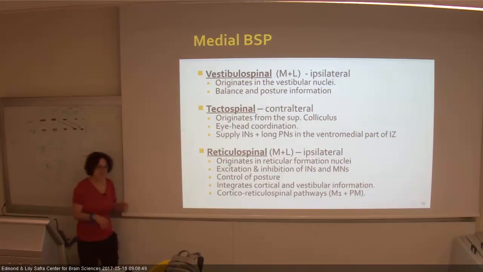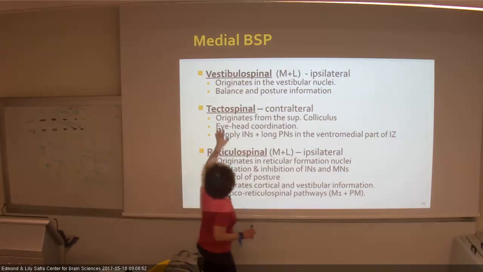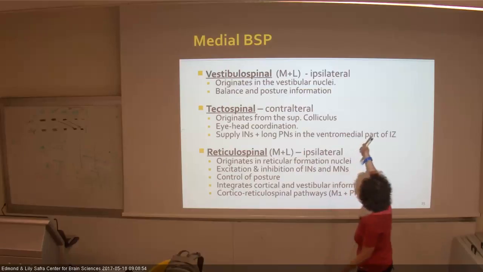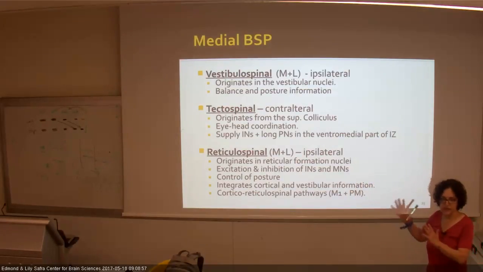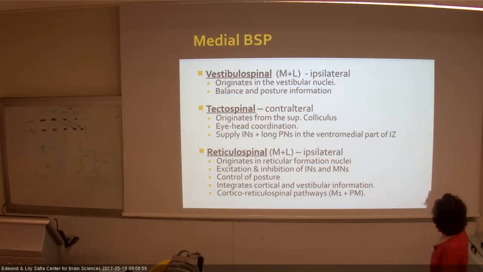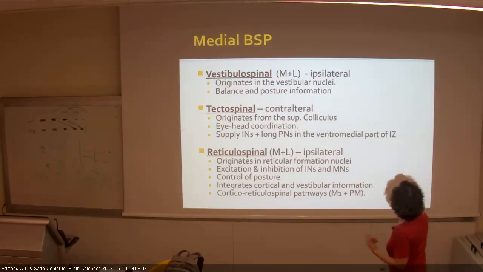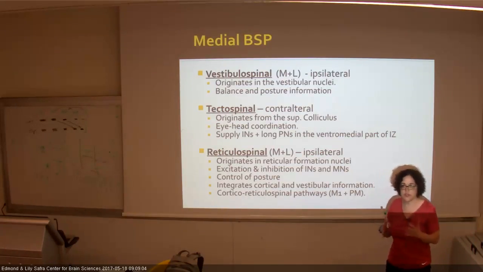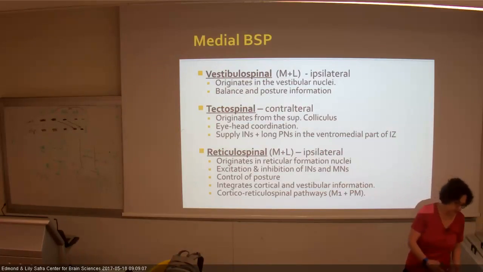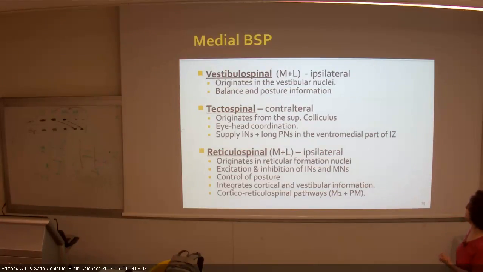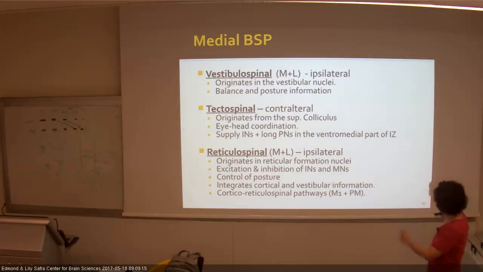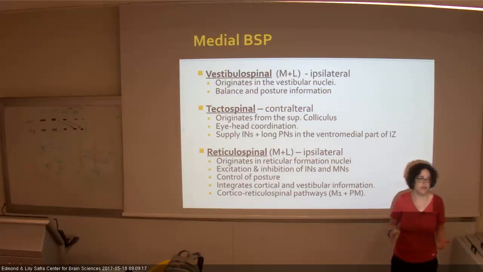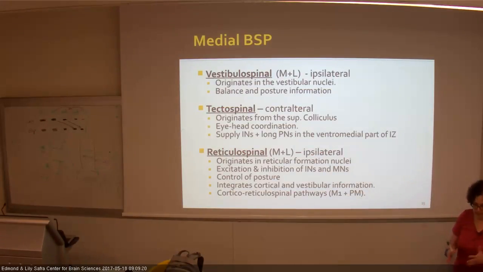So, this is just a list. The pathways, the vestibulospinal, we are talking about an ipsilateral pathway, where there is no crossing to the other side. It originates from the vestibular nucleus, and it's responsible for descending integrated information about balance and posture. Because the vestibular nuclei receive information from the semicircular canal, and they are an important component in our ability to control balance and posture.